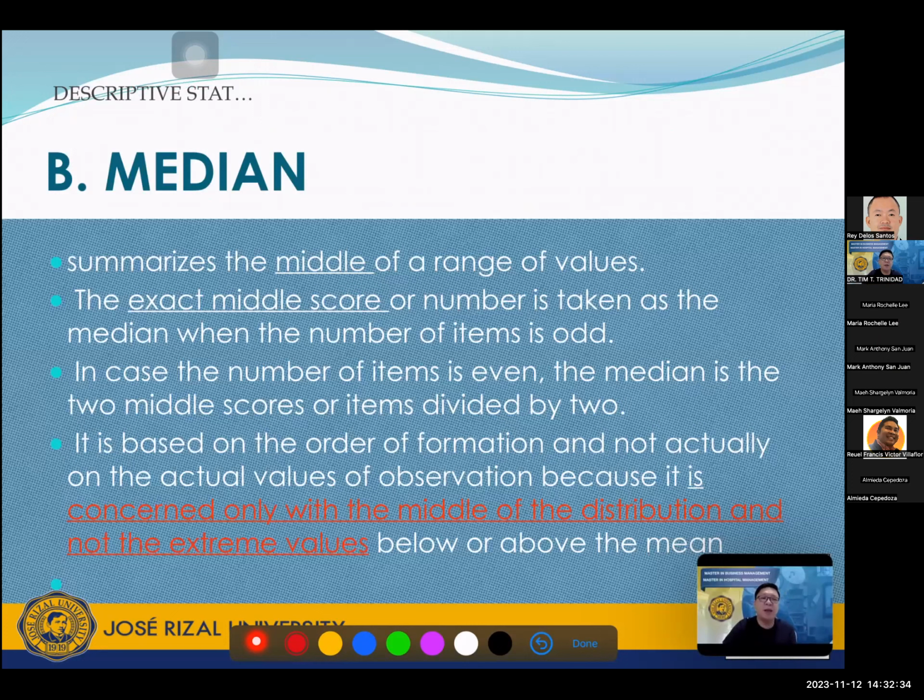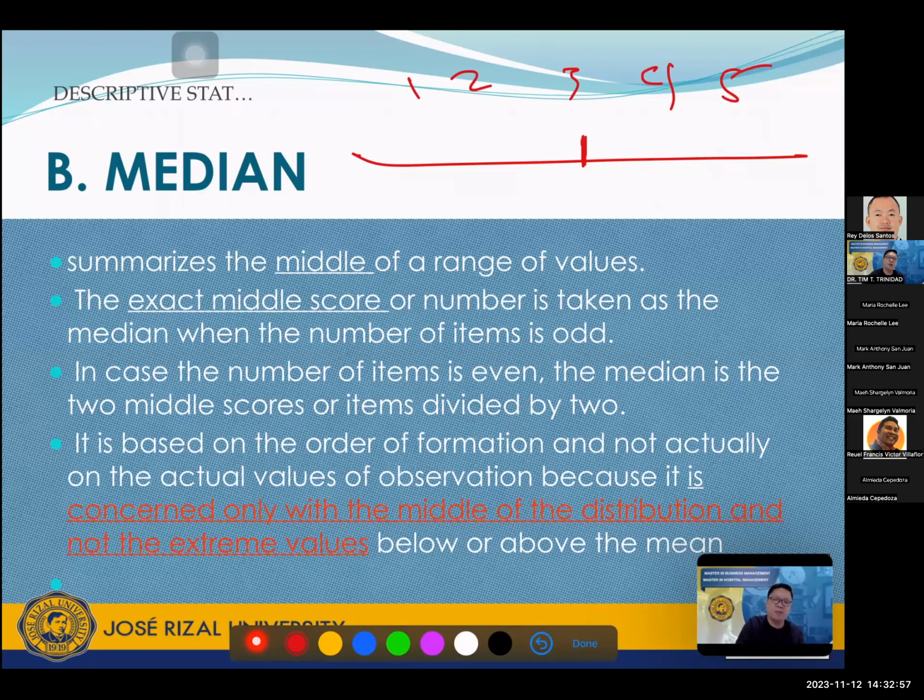What is a median? Median summarizes the middle of a range of values. So again, we are talking about the middle. Ang focus natin, ang mata natin ay nasa middle because we are talking about the different measures of central tendency. So if you have 1, 2, 3, 4, 5, what is the middle of these values? 3. So this will be the exact middle score that is taken as the median when the item count is odd.